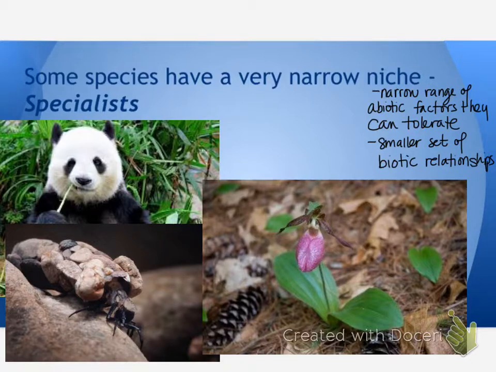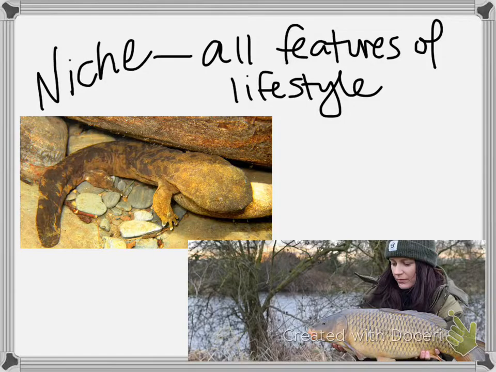You're not going to find these popping up between the cracks in the sidewalk. They have a narrow range of abiotic factors they can tolerate, and they have a pretty small set of biotic relationships. They're a specialist. So now, let's go back to the two species we started off with. Can you pick out the generalist and the specialist? Hellbender and brown carp. Which one is the generalist?